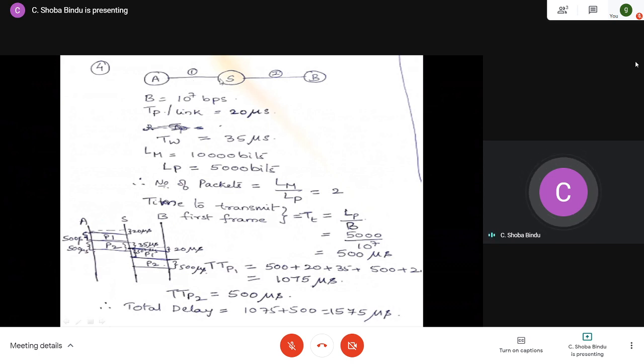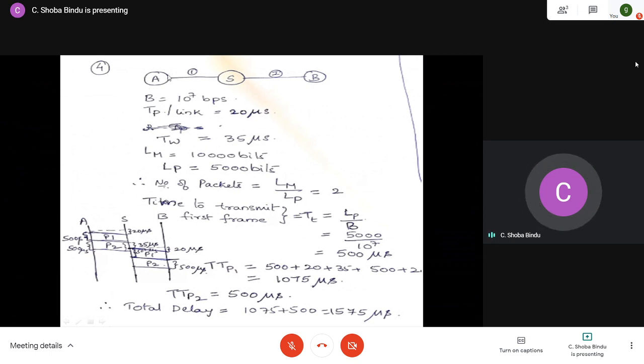So how long it takes for these 5000 bits to be placed onto the link is the transmission time for the first frame. That will be equal to the size of the packet divided by the bandwidth, so L/B. What is the size of the packet? The size of the packet is 5000, divided by the bandwidth, which is 10 to the power of 7. So it will be 500 microseconds. It takes 500 microseconds to place the entire message onto the channel.